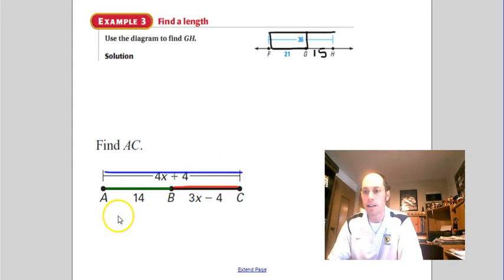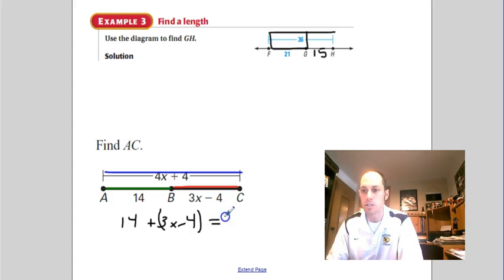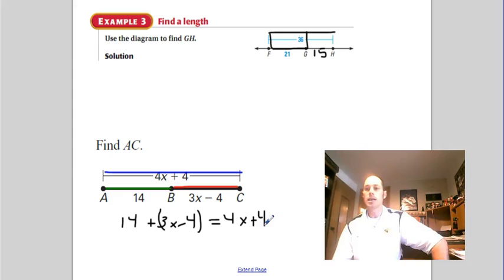I can combine 14 and 3x minus 4, and that's going to be the same measurement as AC, which is 4x plus 4. Okay, so you can solve that for x, and we'll check out what x is, and then we can plug it back in to see what we get. So you can pause it and try that on your own.